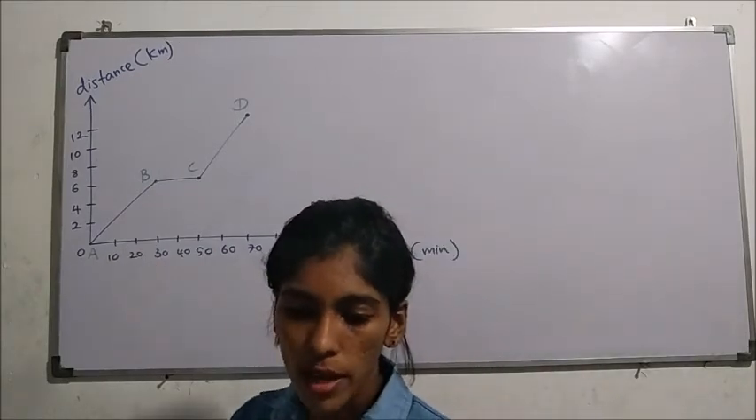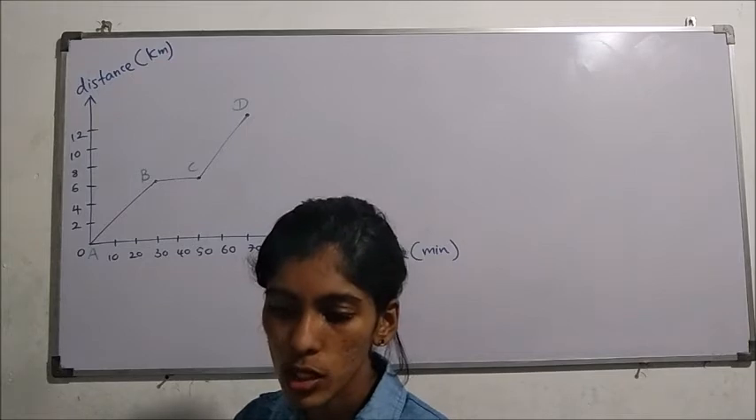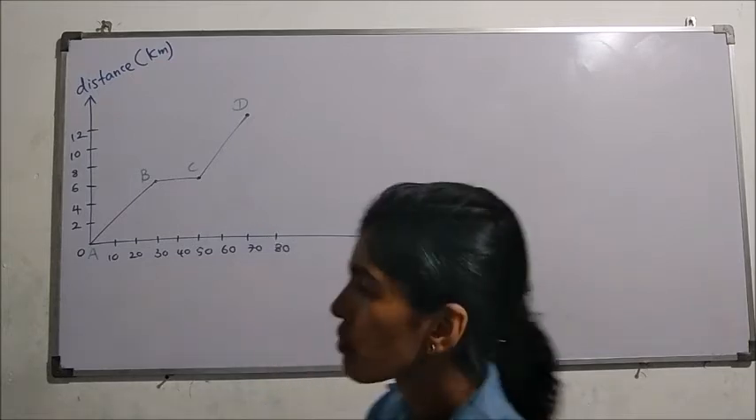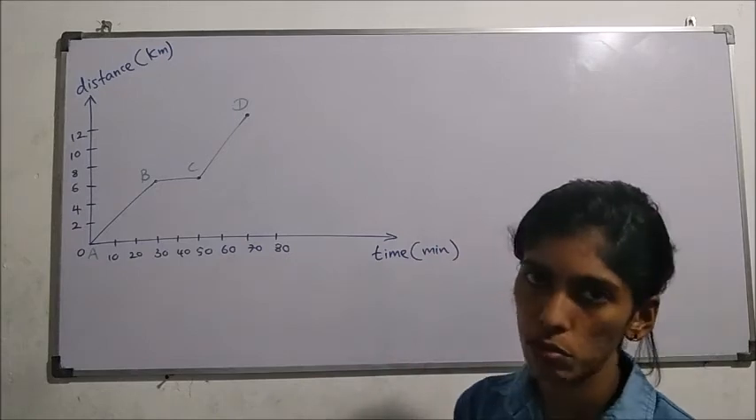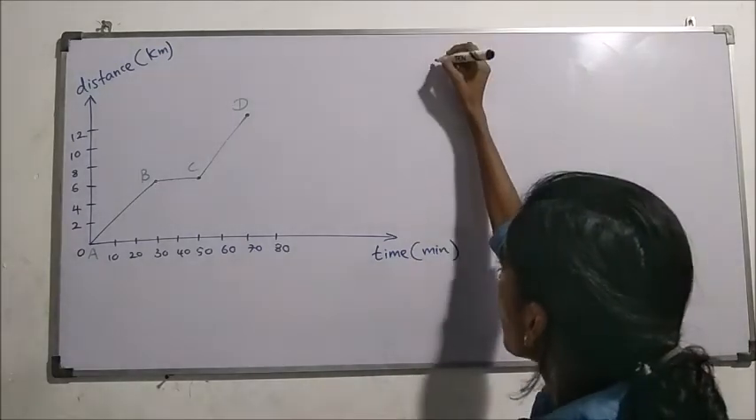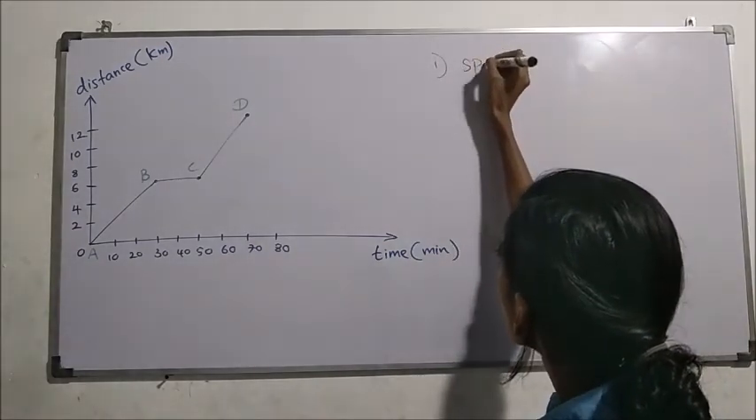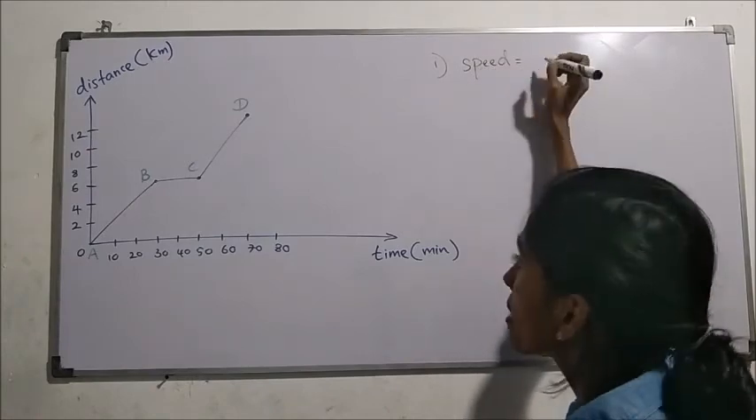In Roman number 1, calculate the speed at which Nimal cycled to his friend's house. That means from A to B, the speed should be found. There, to find the speed, we need to divide the distance.